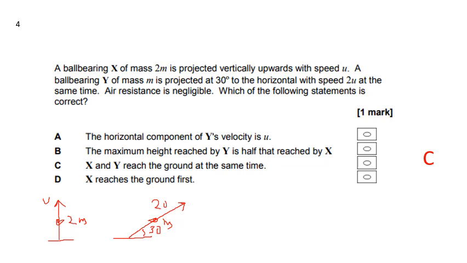The horizontal component of Y's velocity is u. No, it isn't, because it's 2u cos 30, and cos 30 is root 3 over 2, so that's rubbish. The maximum height reached by Y is half of that reached by X. No, because the maximum height depends on the vertical component, and the vertical component here is 2u sin 30. Sin 30 is a half, so the vertical component is u, so they have the same vertical component. They will reach the same maximum height.